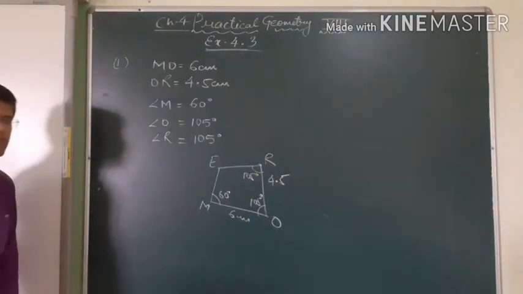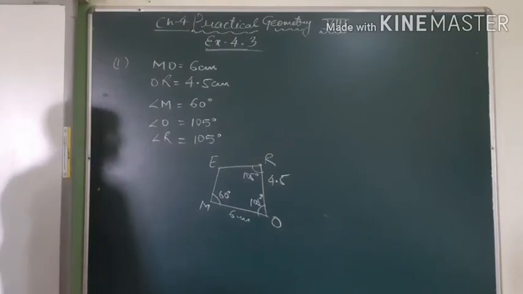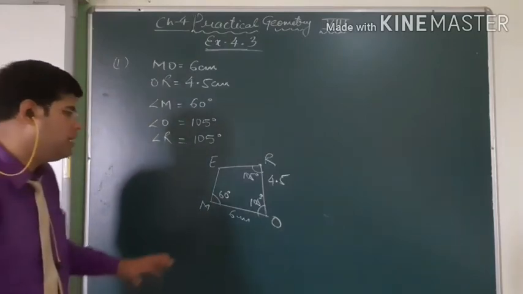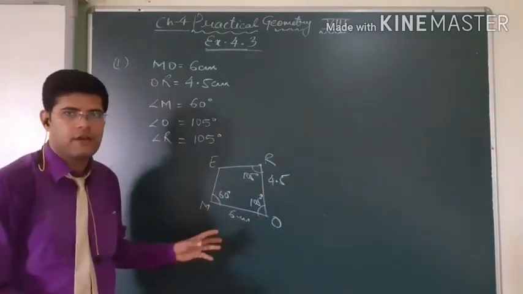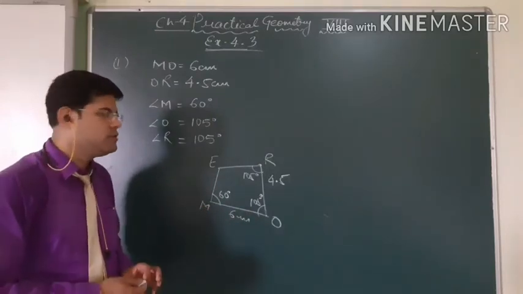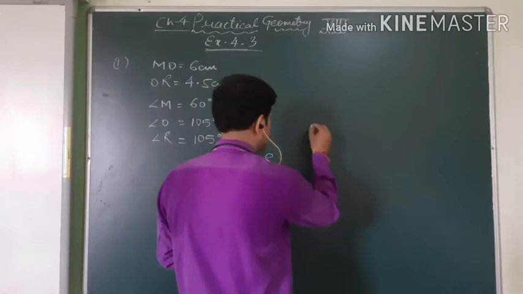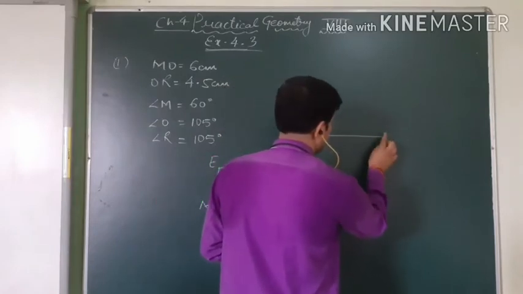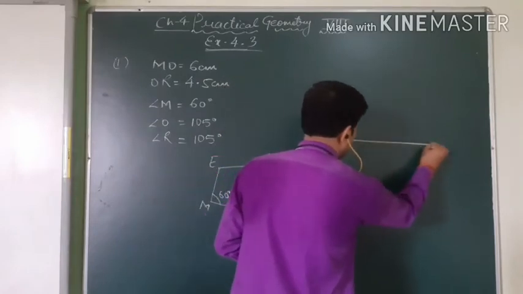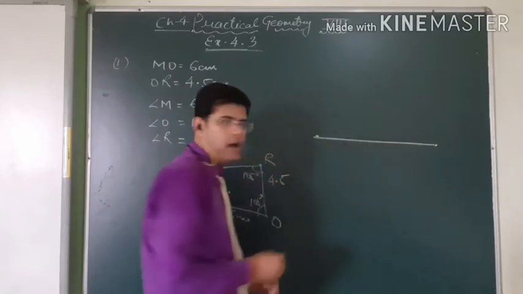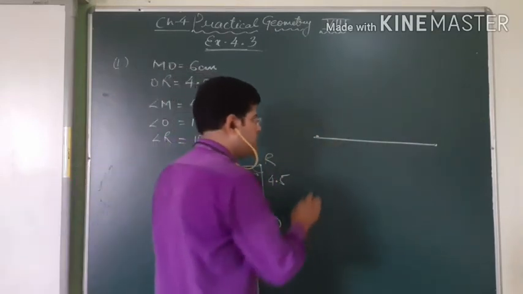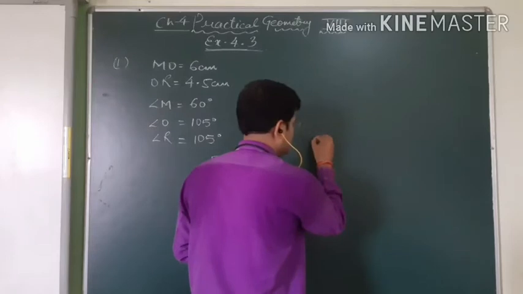How do we make these angles? So firstly start with the rough figure. I have made this rough figure to give an idea. So students, firstly we have to make MO, which is 6 cm. This must be a straight line. Here, this is the straight line MO.